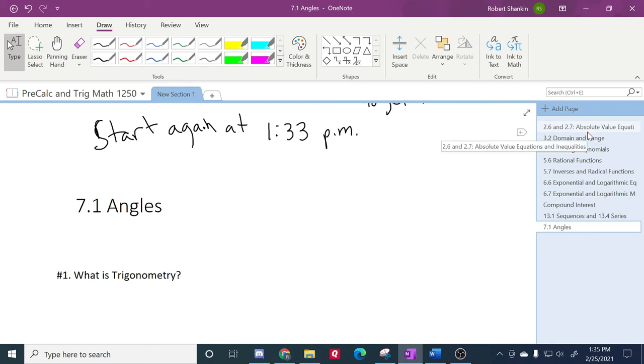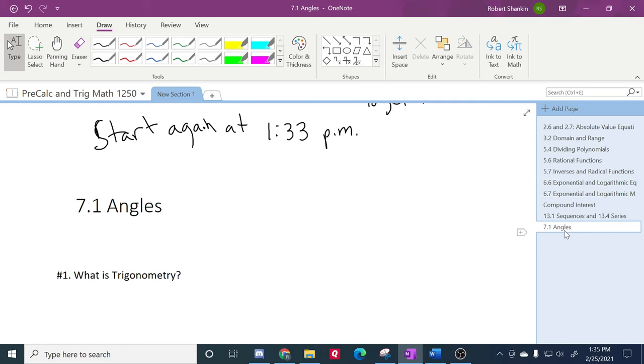So a bunch of miscellaneous topics we needed to review, and add a little bit to compound interest, so that we had continuously compounded interest. And sequences and series. Now, the second half of the course is totally different than the first half. It's going to be on trigonometry.